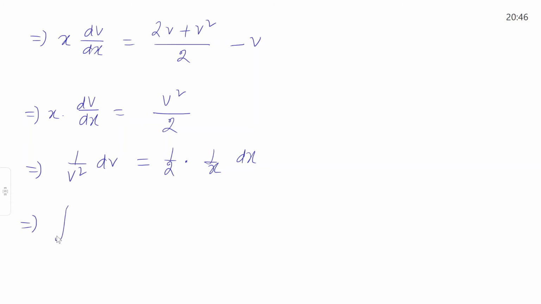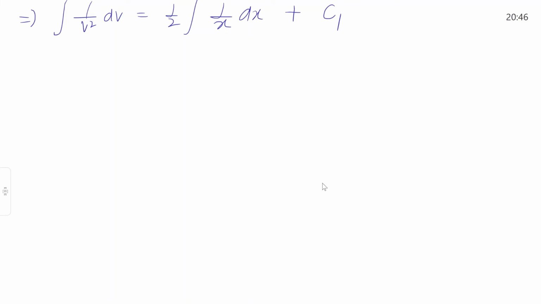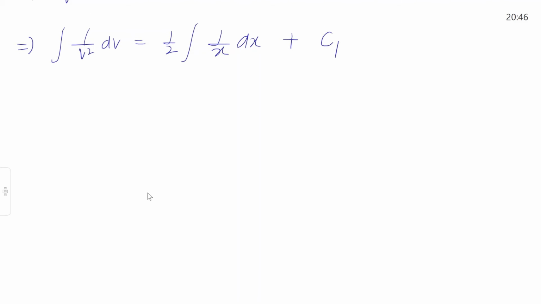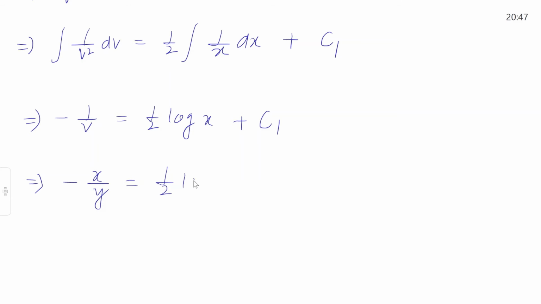Now integrate it. Integration of 1 by v square dv is equal to half is already there, integration 1 by x dx plus constant of integration, say c1. Next, it implies integration of 1 by v square is minus 1 by v, is equal to half of log of x plus c1, say. And just replace, minus 1 by v, with v equal to y by x, so 1 by v is x by y: minus x by y is equal to half of log x plus c1. Mark it by 2.